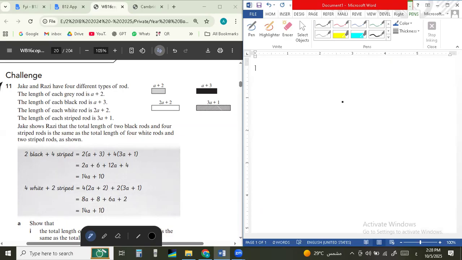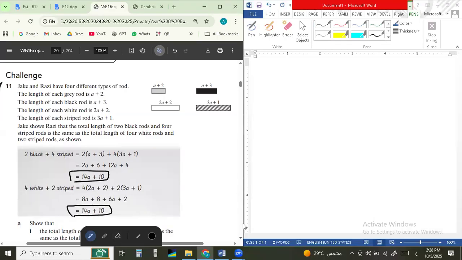They just did it over here. 2 black plus 4 striped. It means 2 multiplied by A plus 3 plus 4 striped, 4 multiplied by 3A plus 1. They did this, expanded, simplified. They found that it is 14A plus 10. Then 4 of the white means 4 multiplied by 2A plus 2, plus 2 of the striped, which means 2 multiplied by 3A plus 1. Expanding, simplifying, he got the same thing at the end.